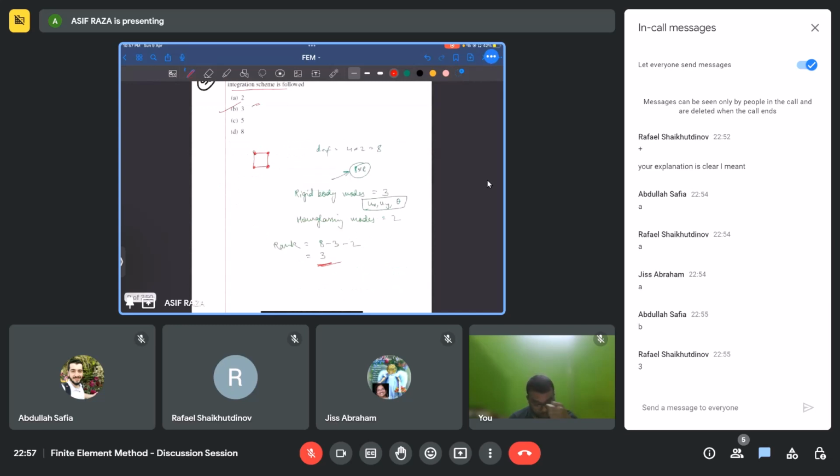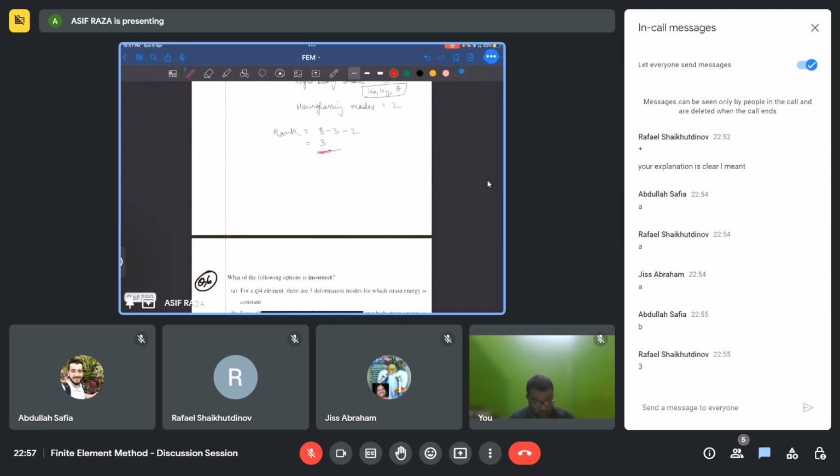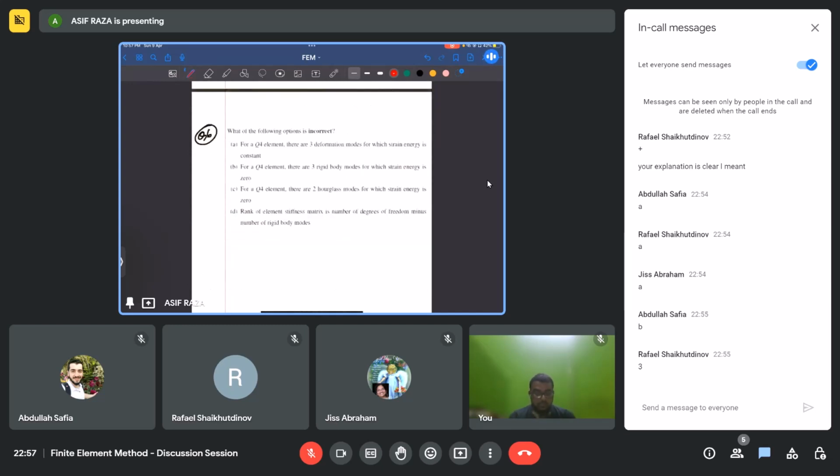Okay. Moving on to the next question. Which of the following options is incorrect? It's a question regarding again the Q4 element. So the first statement is, for a Q4 element, there are three deformation modes for which strain energy is constant.